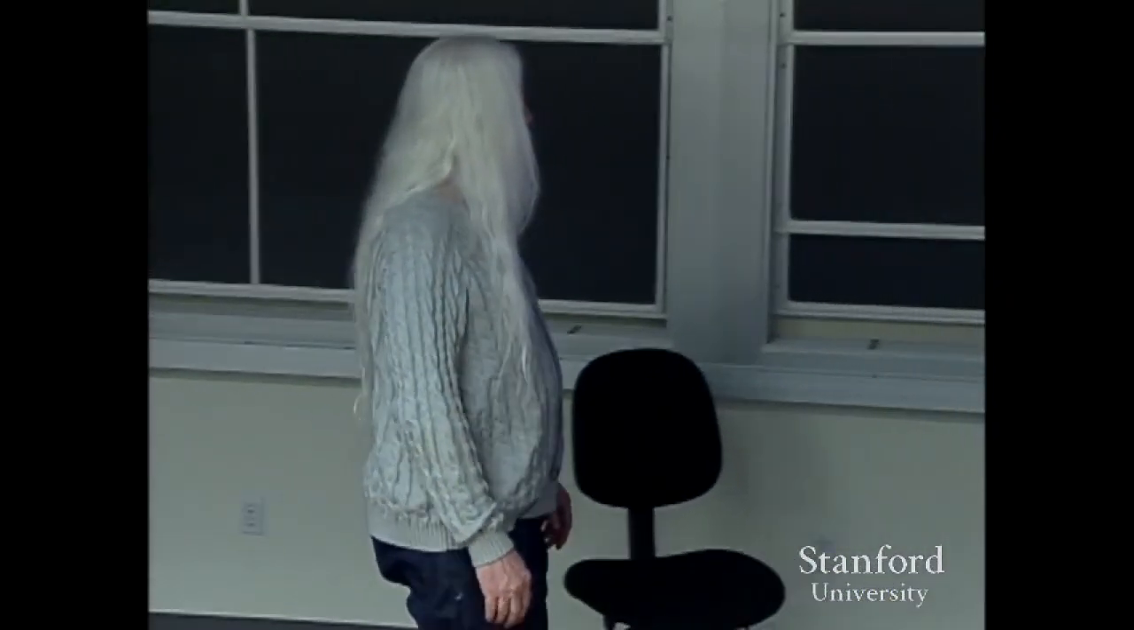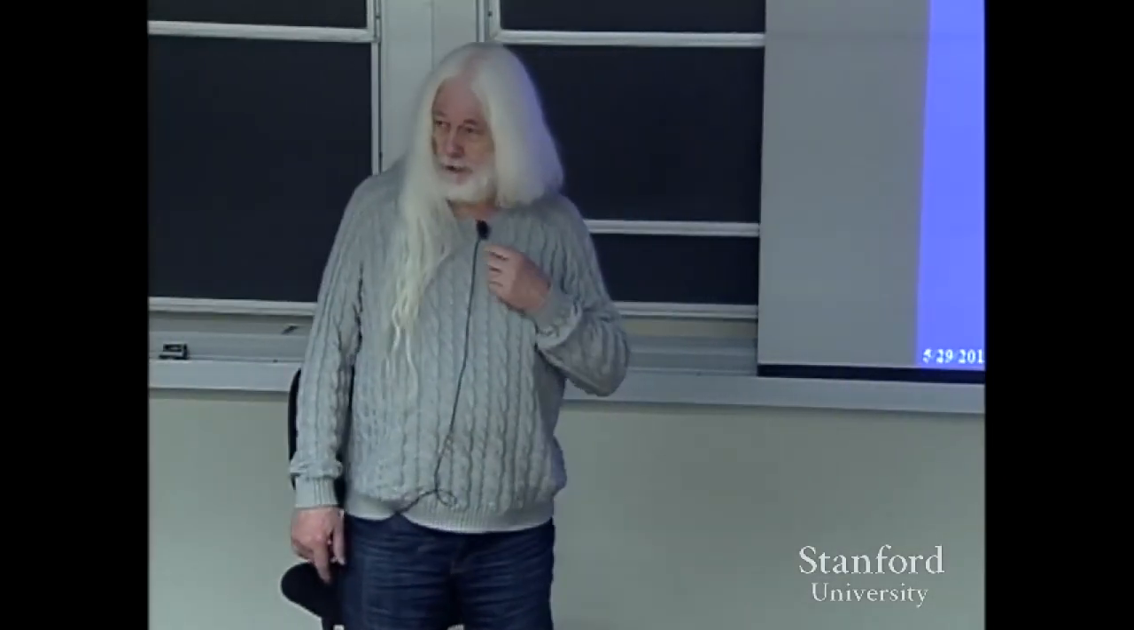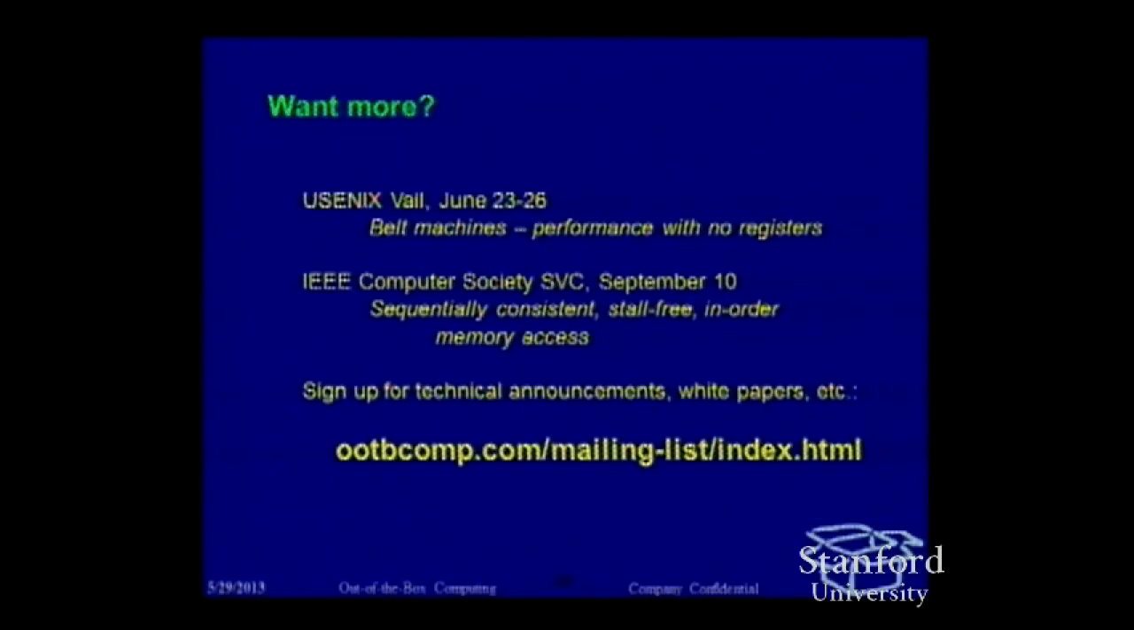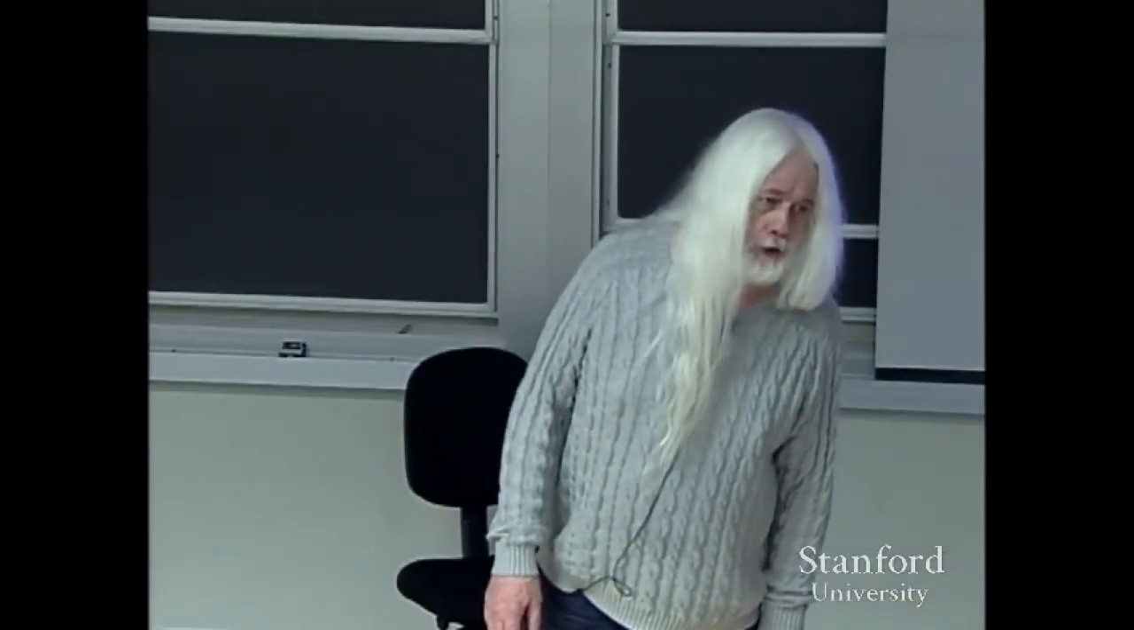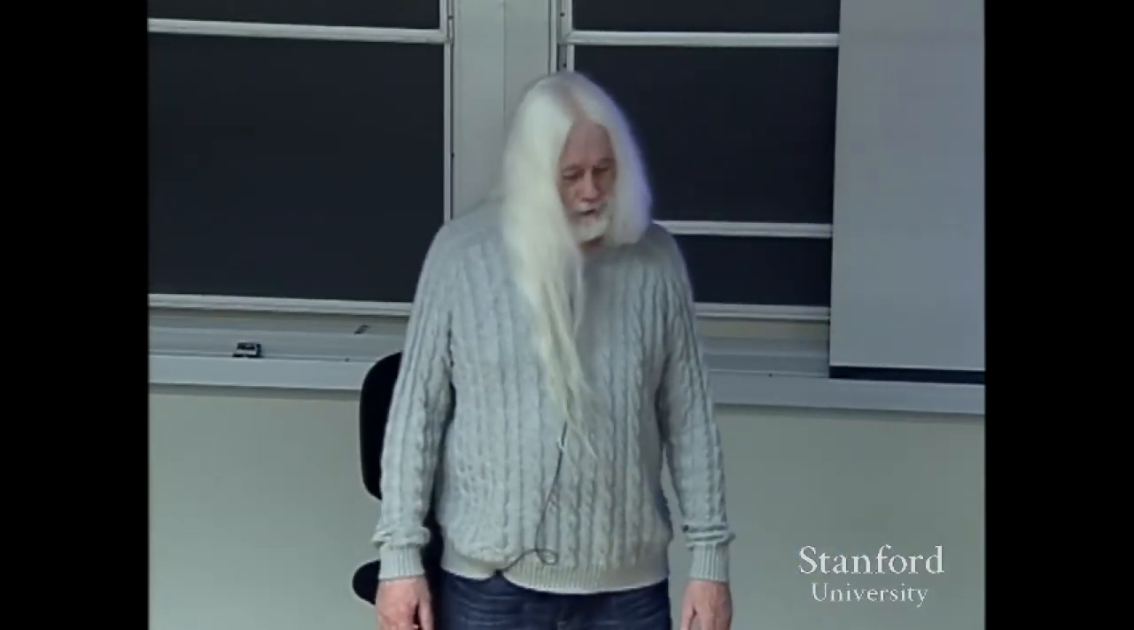Coming up at Usenix, we're going to be talking about the architecture of the machine, the basic category. Remember when we started, there was a VLIW chip and there was an out-of-order superscalar. The Mill is not one of those categories. It is a belt machine. That's a new category. There are no general registers, and the programming model is quite different. And that'll be presented at Usenix.